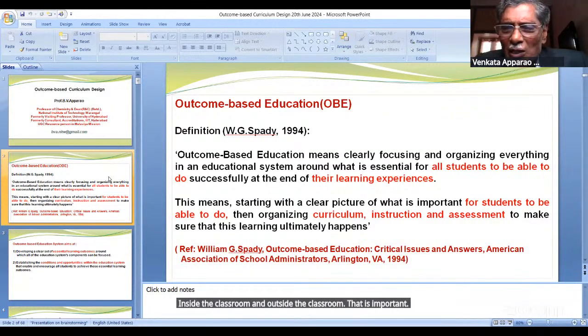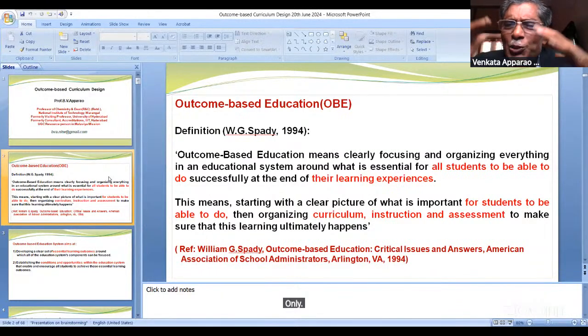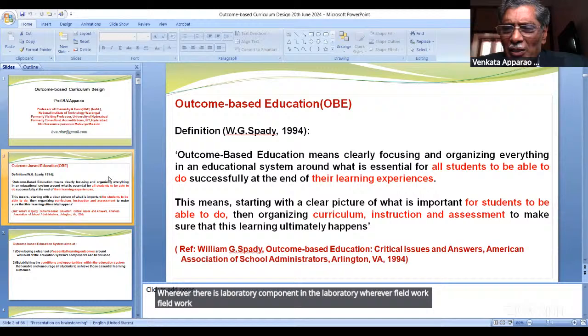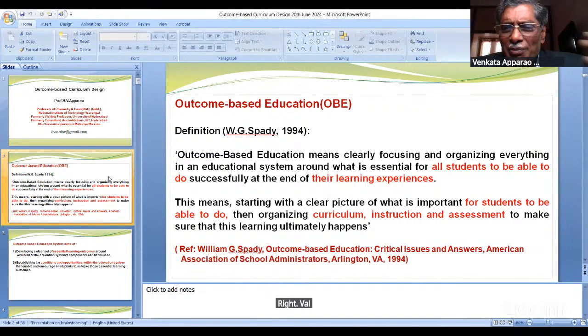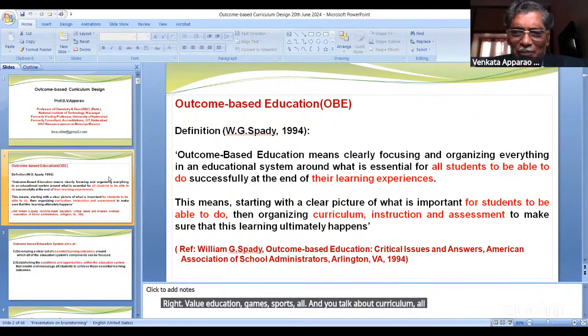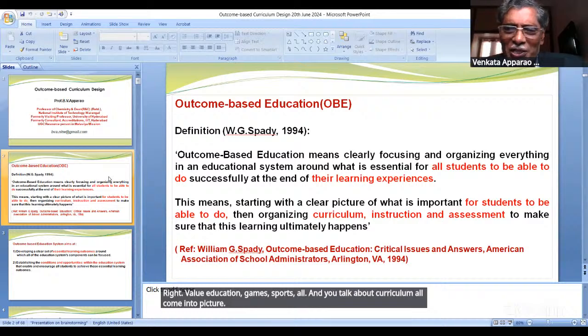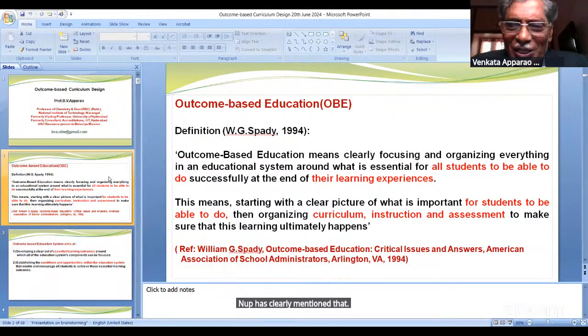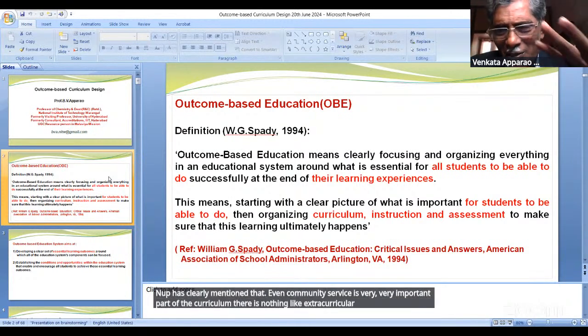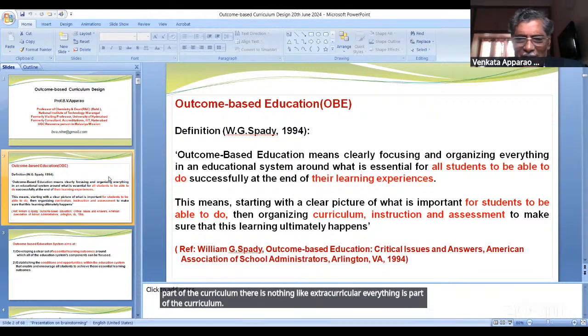There are several learning experiences. Wherever there is laboratory component, in the laboratory, wherever field work, theory courses, community service, value education, games, sports, all. When you talk about curriculum, all come into picture. NEP has clearly mentioned that even community service is very, very important part of the curriculum. There is nothing like extracurricular. Everything is part of the curriculum.